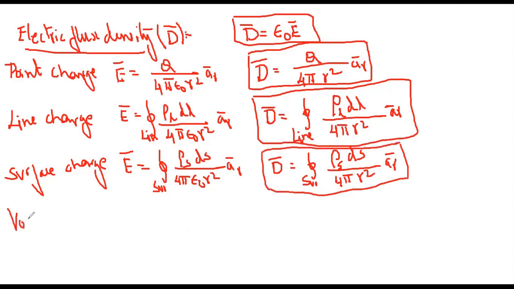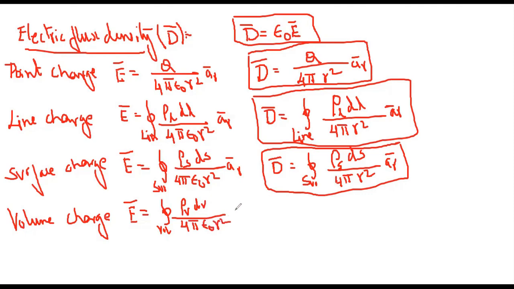Similarly, the last charge distribution, the volume charge. E bar is equal to the volume integral rho V dV by 4 pi epsilon naught R square into AR. Coming to the electric flux density, the D bar is equal to the volume integral rho V dV by 4 pi R square into AR.